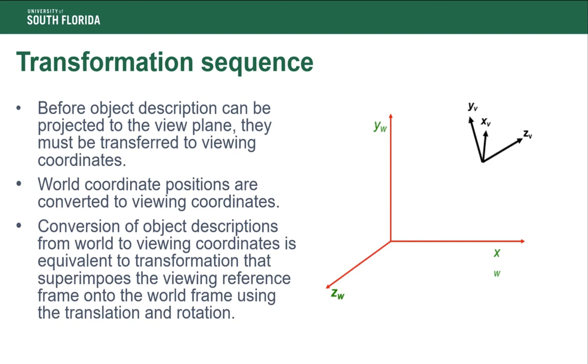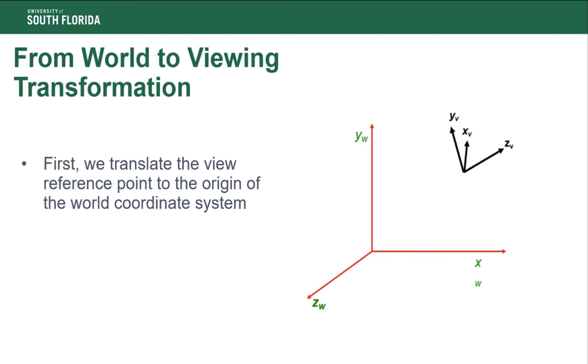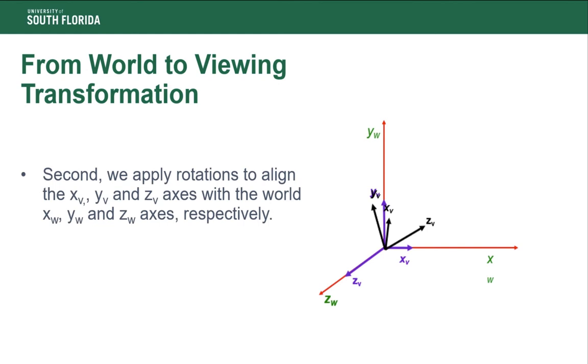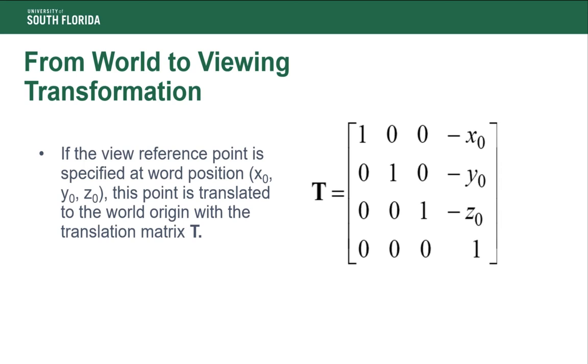Conversion of object description from world to viewing coordinates is equivalent to a transformation that superimposes the viewing reference frame onto the world frame using the translation and the rotation. First, we translate the view reference point to the origin of the world coordinate system. Second, we apply rotations to align the xv, yv, and zv axes with the world xw, yw, and zw axes respectively. So if the view reference point is specified at world position x0, y0, z0, this point is translated to the world origin with the translation matrix T.